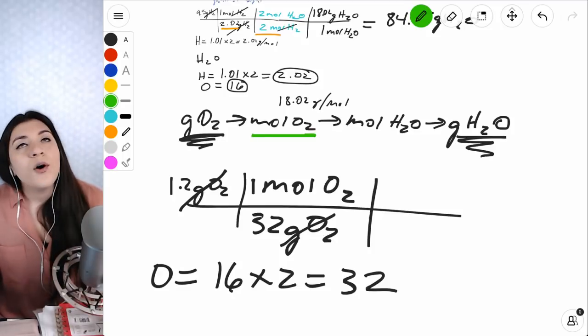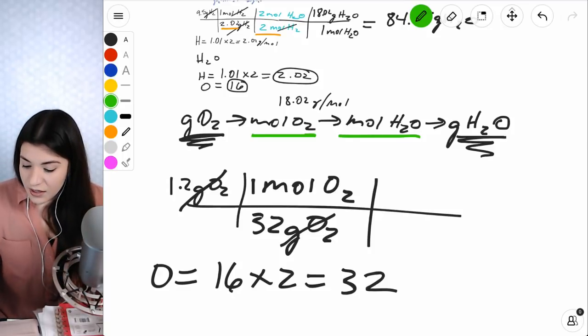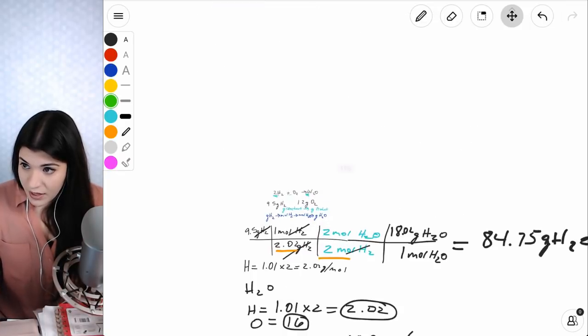So we want to go back to our balanced equation because that was our mole to mole ratio.